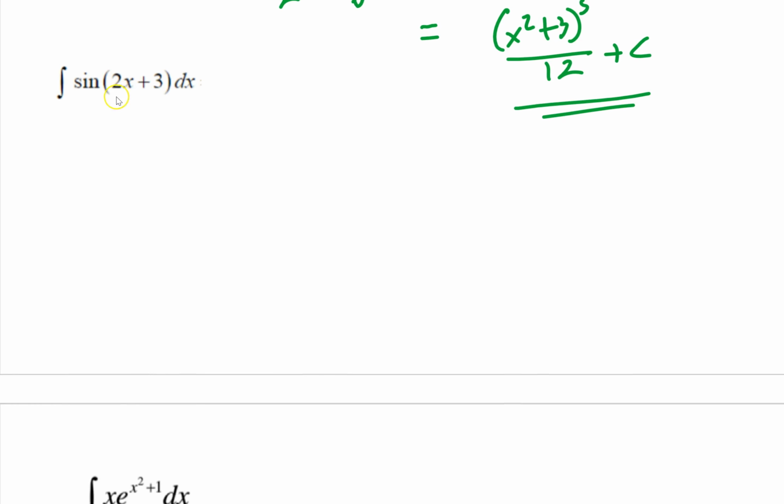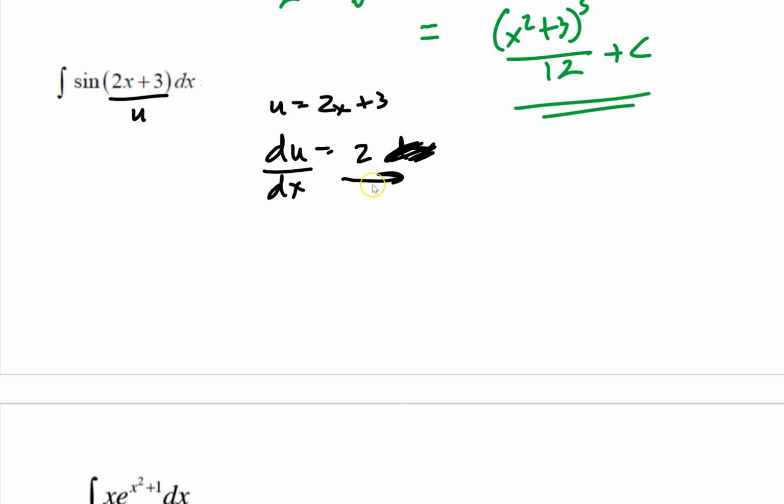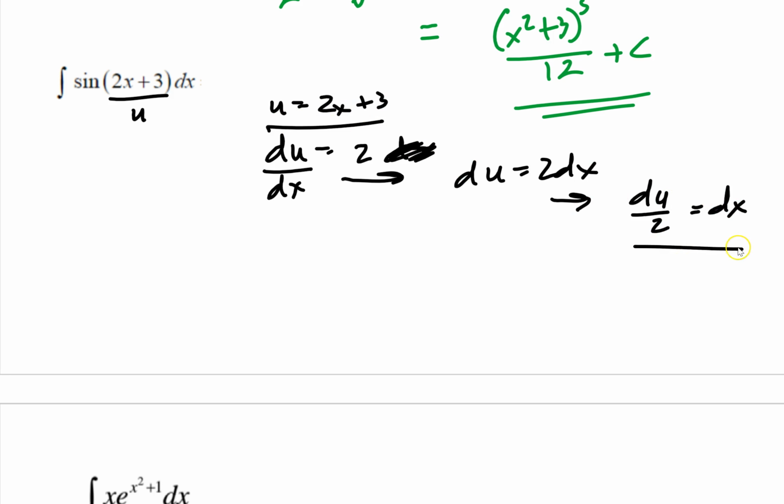Now if I do this one, my u's going to be the inside. So I'm just going to do it a little faster. u is 2x plus 3. Let's take the derivative of both sides. du equals 2 dx. Skip the step: du over dx equals 2. And then multiply both sides, get the dx by itself, divide by 2. So that's my dx, right? I got my u, I found my dx.